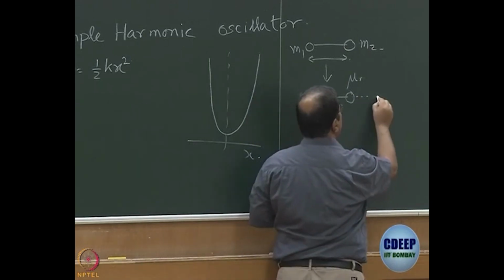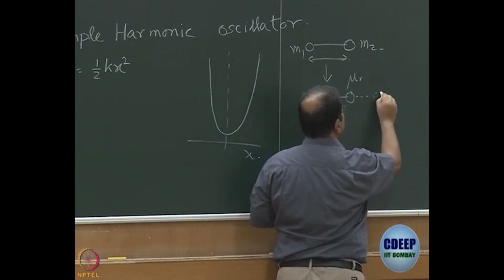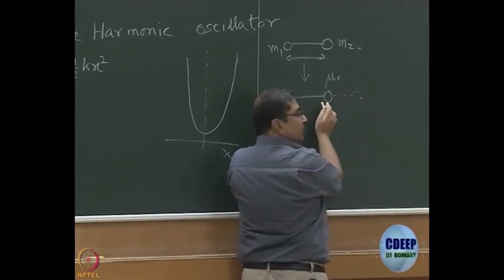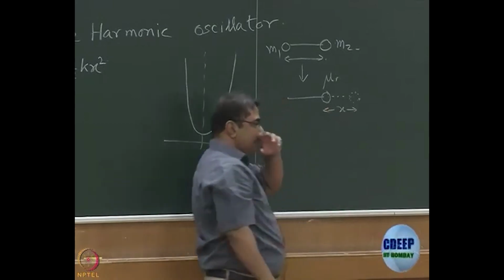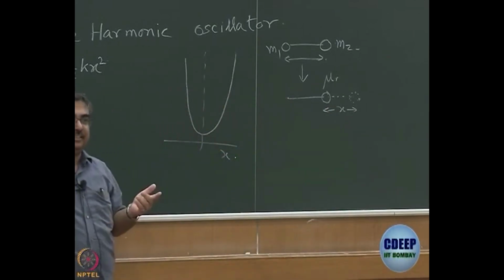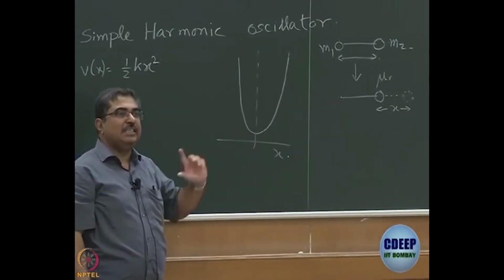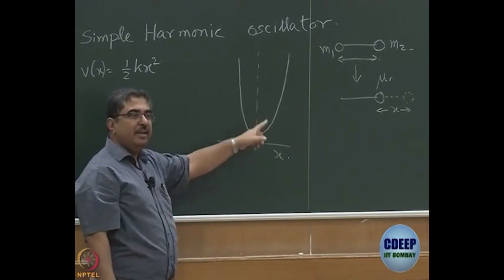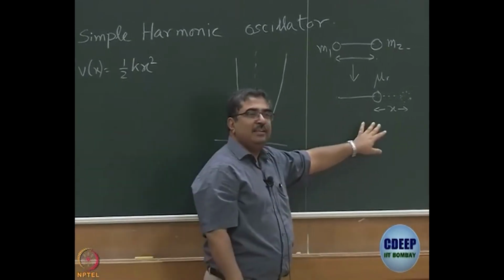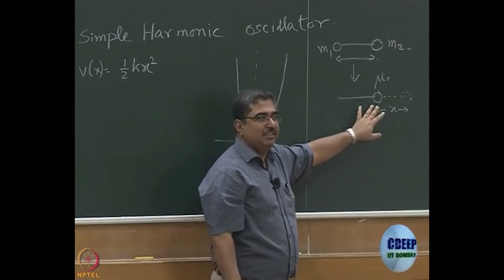And then let us say this is the displacement. So, this is the mean position, right. x is this displacement from the mean position. Of course, x can be positive, x can be negative. So, that is what we are drawing here. It is important not to forget something that we might think is obvious.